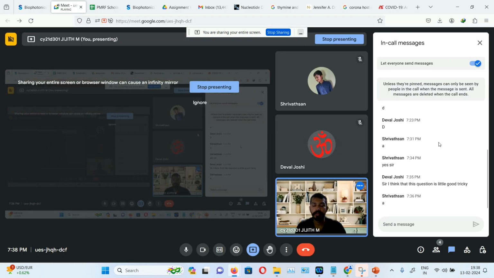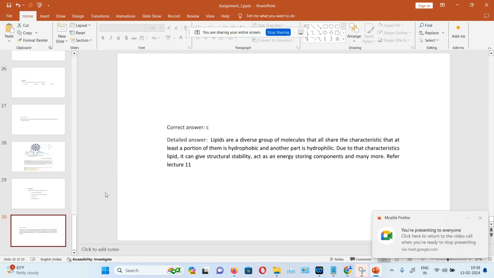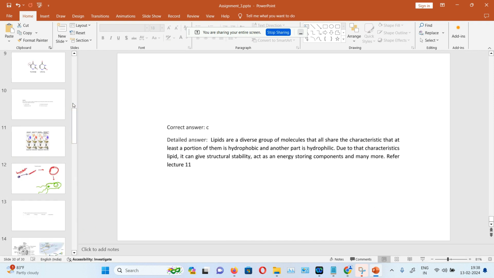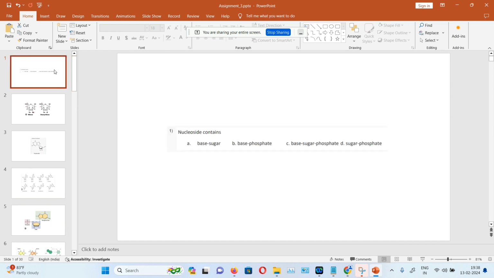Okay, so this is the total set of questions. I think you people didn't see the first five questions, so I can go through those first five questions also. This is the first question: a nucleoside contains a base and sugar, a base and phosphate, a base, sugar and phosphate, or sugar and phosphate. What is the answer?